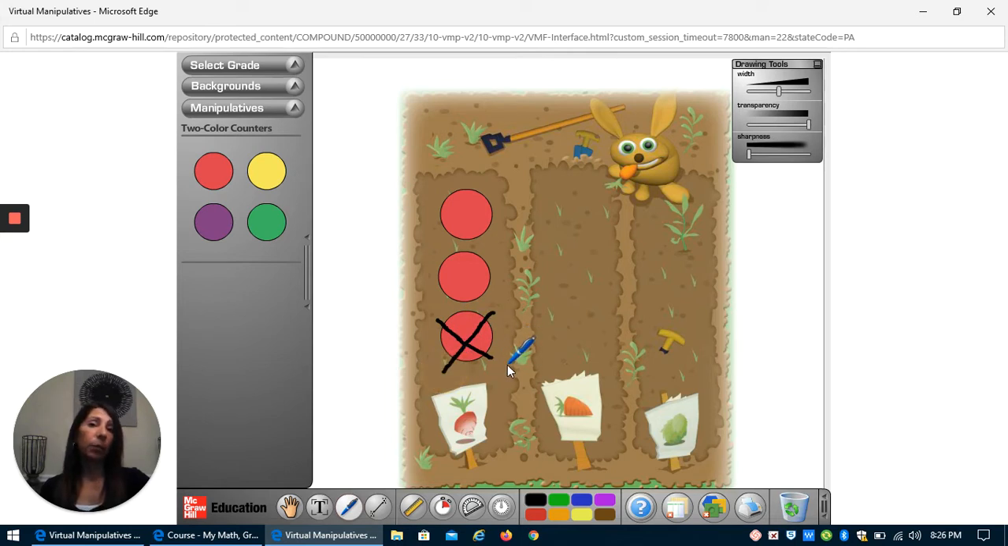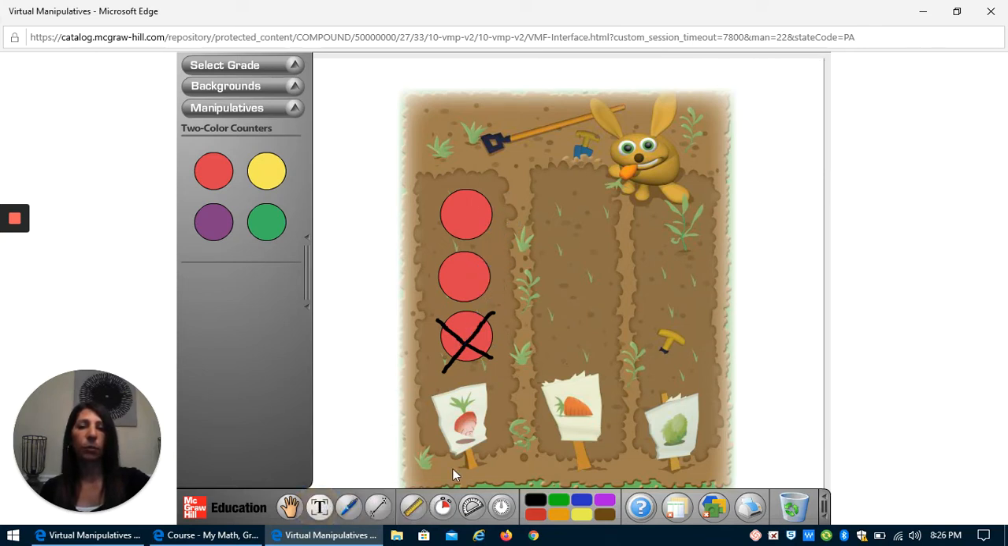Okay, how many radishes do we have left? Let's count. 1, 2. So let's do a subtraction sentence. So we're going to put this right at the bottom here. So how many radishes did we start with? 3. Bunny came and ate 1. And we had 2 left. So our subtraction sentence is down here. So it's 3 minus 1 equals 2, or 3 take away 1 equals 2.